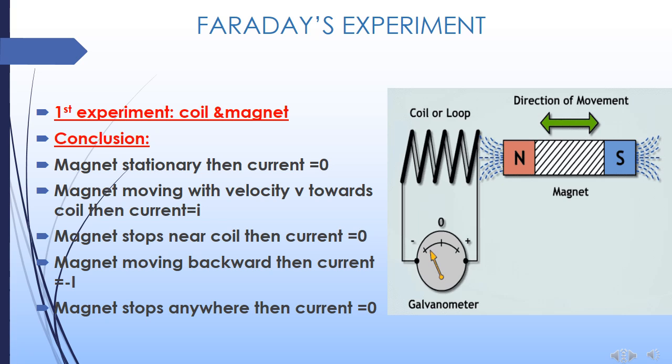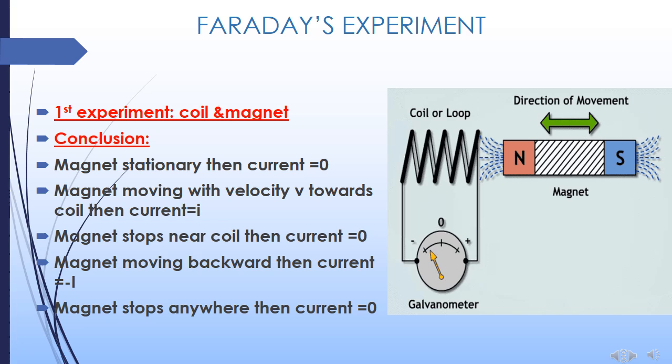Fourth one is, now we are moving the magnet in the backward direction. So there is current in the coil, but the direction of this current is opposite. And the last one is, if we stop the magnet in the backward direction anywhere, then again there is no current in the coil.